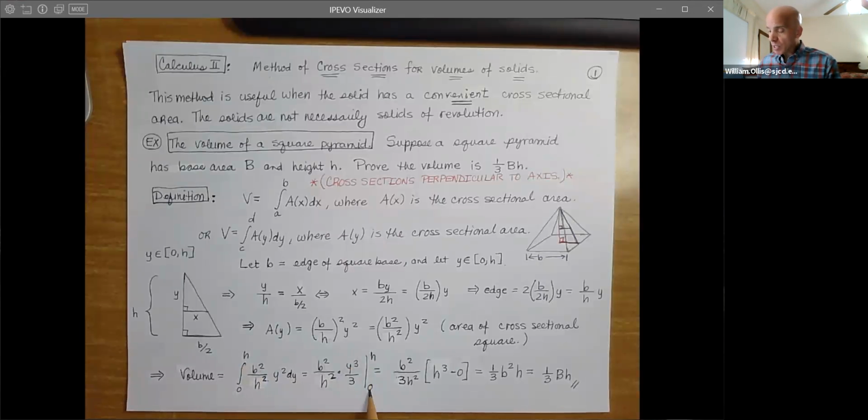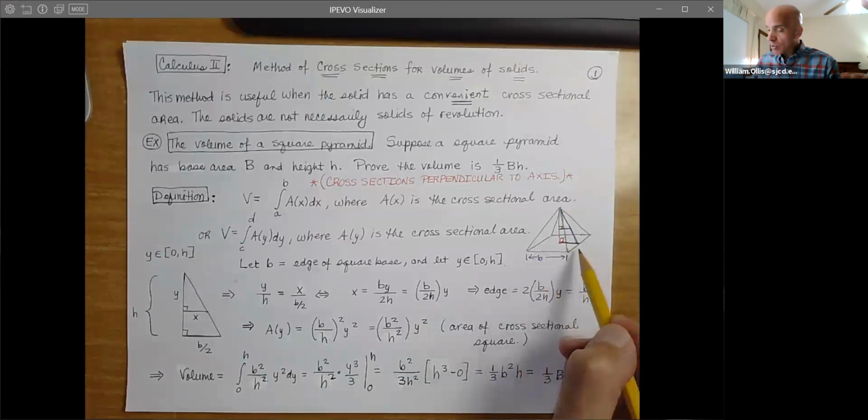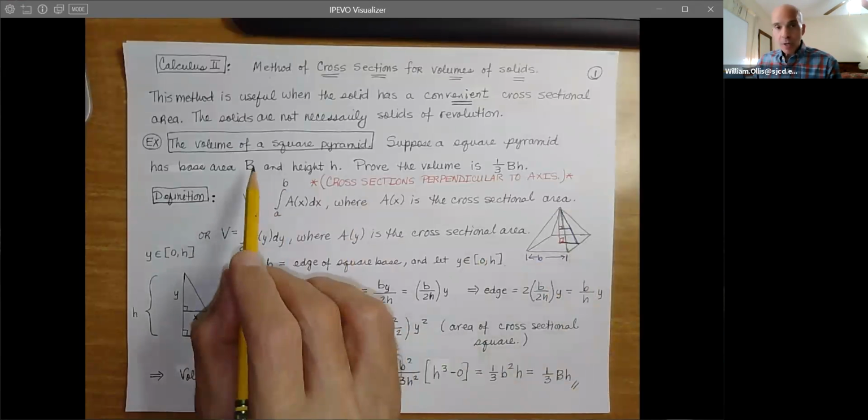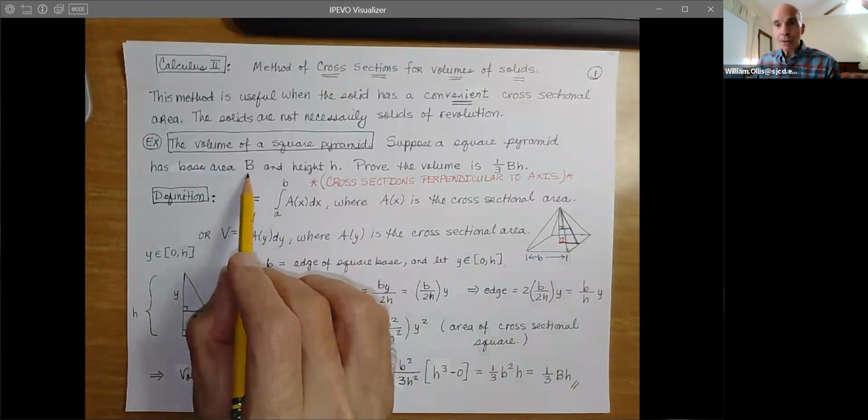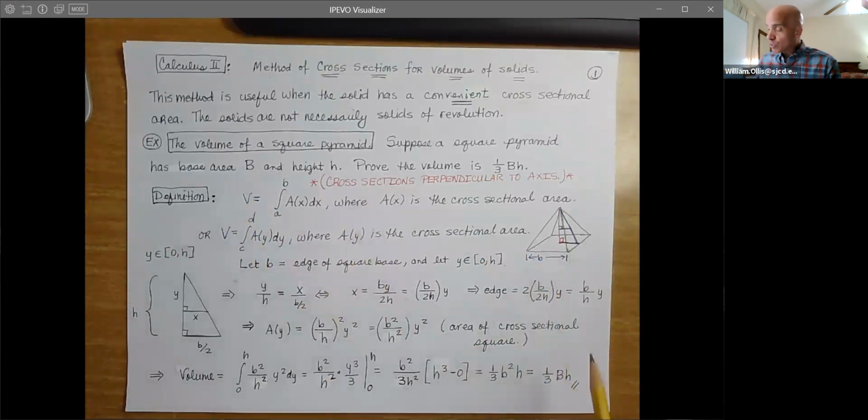The lower limit nullifies this, so the only content that we get is from the h, and we just get an h cubed. Now the h squared absorbs into the h cubed, leaving h, and then we have the 1/3 and the b squared. The b squared is simply the area of the base, which we assume to be represented by B. And so indeed, we get 1/3 BH.